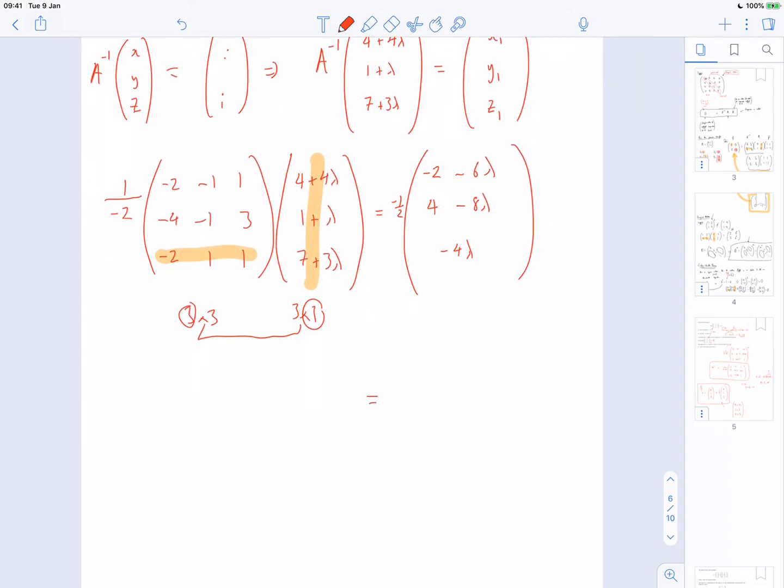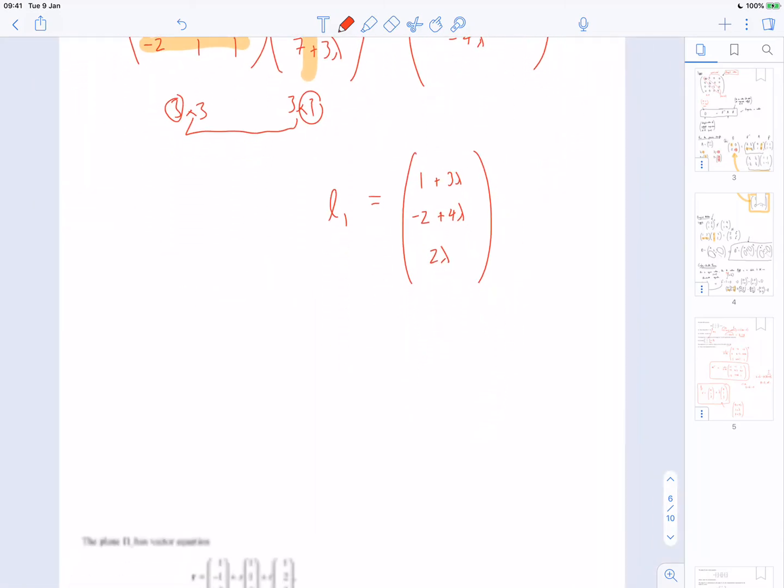Now remember, for L1, there's a minus half out there. So if I distribute minus half into all this, minus half of minus 2 is 1. Minus half of minus 6 lambda is plus 3 lambda. 4 times minus half becomes minus 2, and minus half of minus 8 becomes plus 4 lambda. Then minus half of minus 4 lambda is just positive 2 lambda.